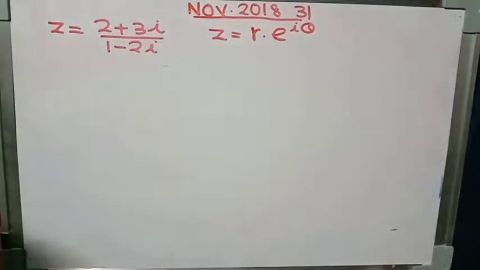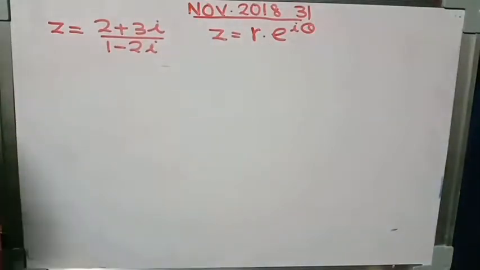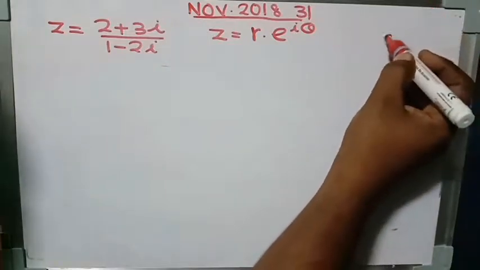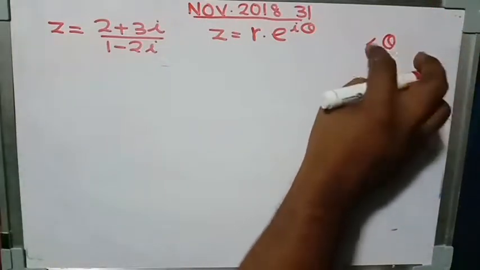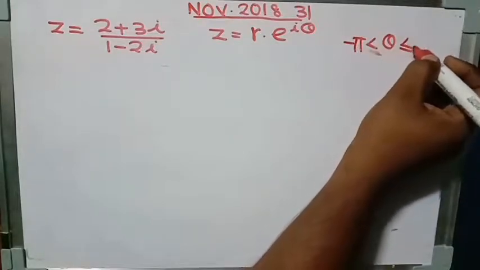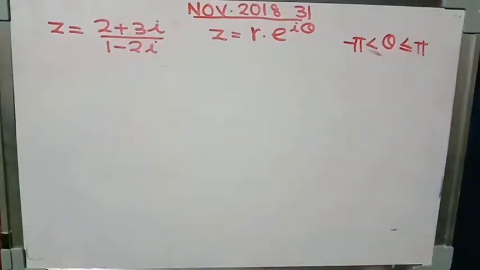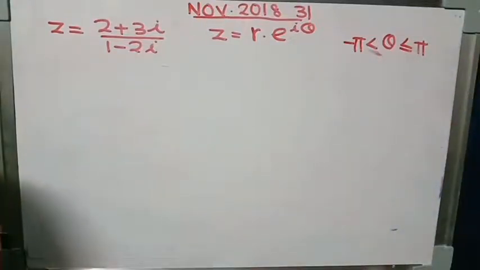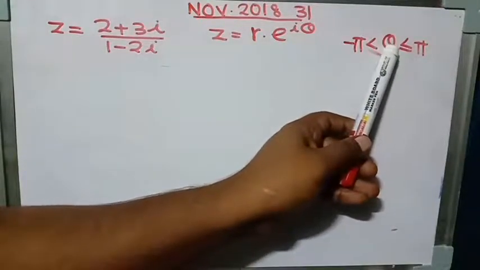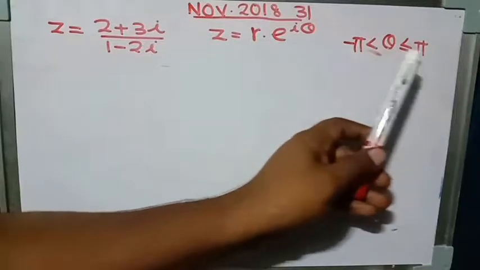That means we have to express this complex number in the exponential form, r into e raised to i theta, where r is greater than 0 and theta is between minus pi and up to pi. These are the conditions provided. This is the common condition for the argument, where theta is the argument between minus pi and up to pi.